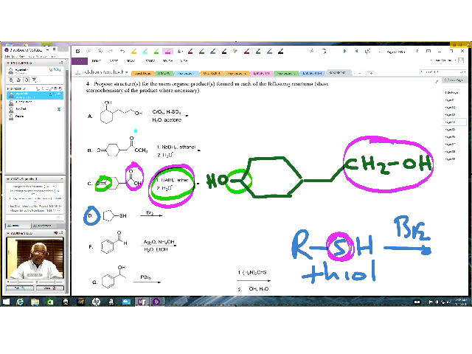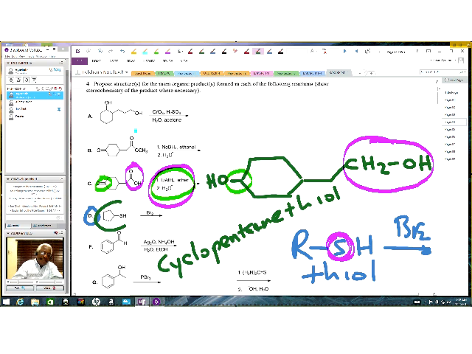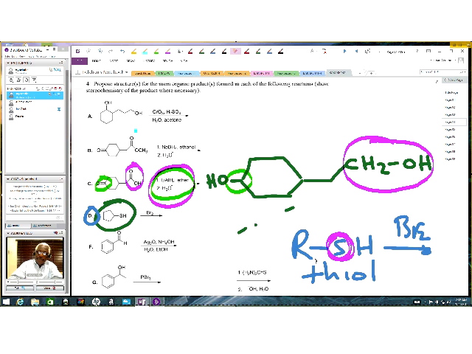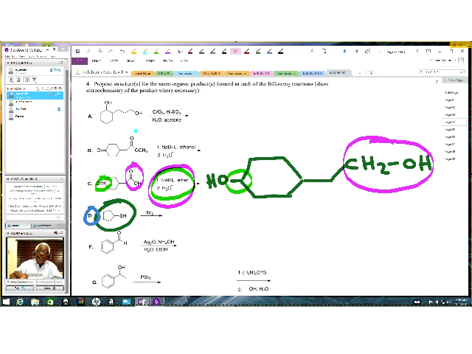Okay? So in this particular instance, you have bromine reacting with cyclopentane thiol. This is cyclopentane thiol. That is this molecule right here. So bromine is going to react with cyclopentane thiol, and what do we get? We are going to get a coupling of that molecule in which the two sulfur atoms will be joined together. So what will be the product here? We have this.